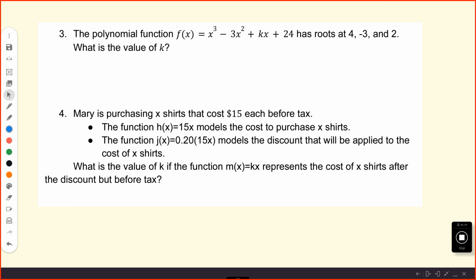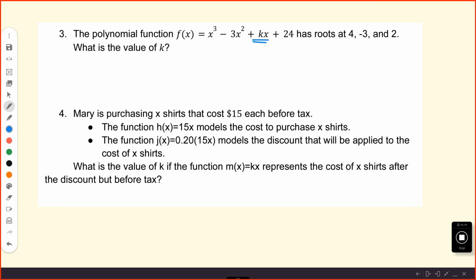Number 3 is the same as what we had yesterday. We're going to find the value of k, meaning to complete the entire polynomial. But this time we're given the roots, and then you're just going to simplify based on the roots, right? You write this as a factor and then simplify to come up with a standard form, and then find the coefficient of x. That's going to be your k, right?